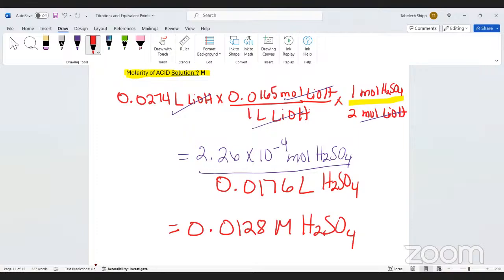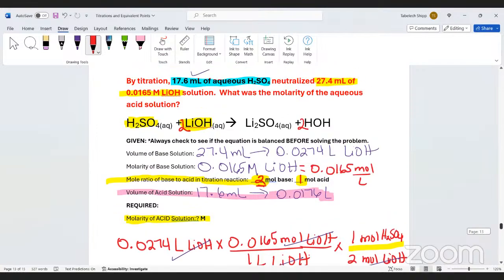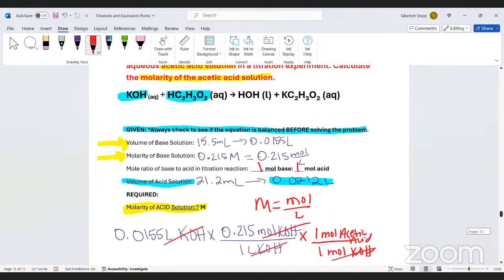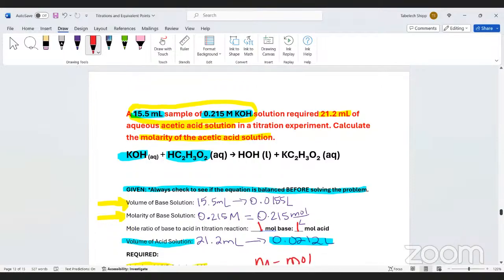All right, guys. Now, I've got one more problem that we'll do before I answer some of y'all's questions, but also, notice how in these first 2 problems, we were trying to find the molarity of the acid solution, right? Well, what happens if you're trying to look for the molarity of the base? Do you work the problem the same way? Yes, you do.